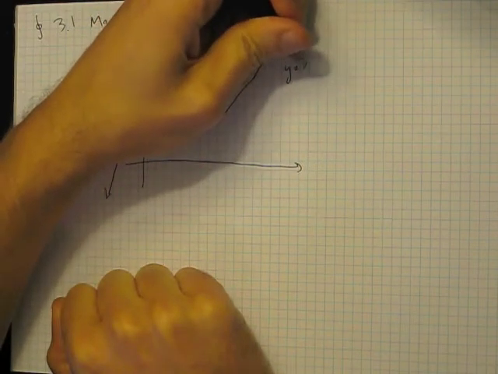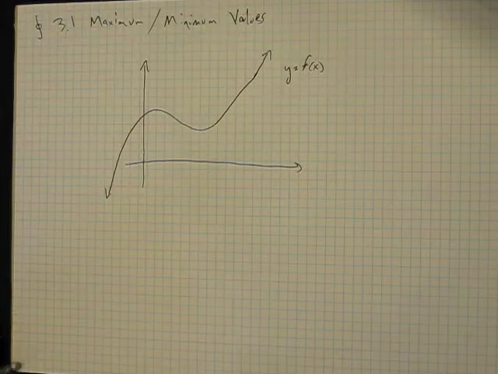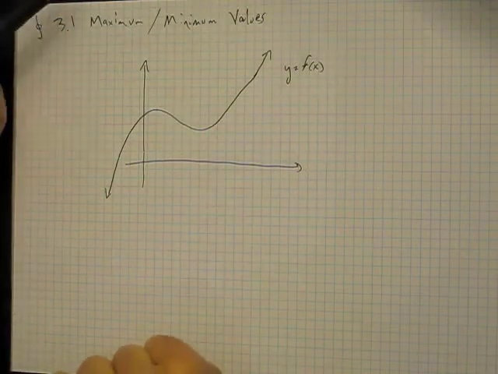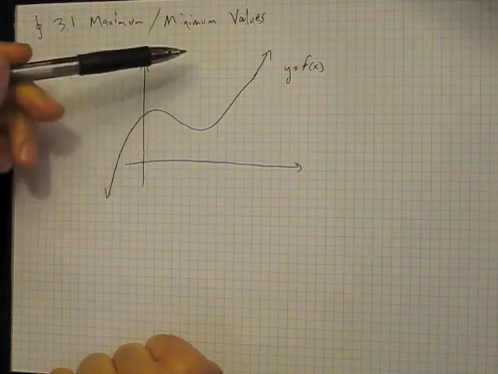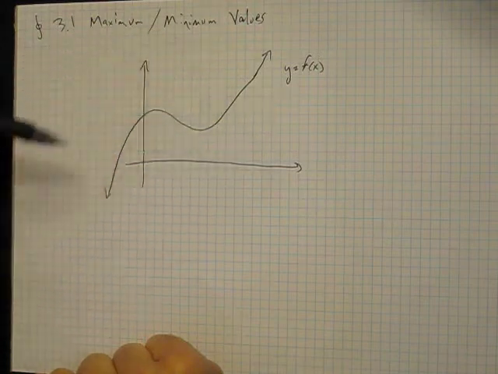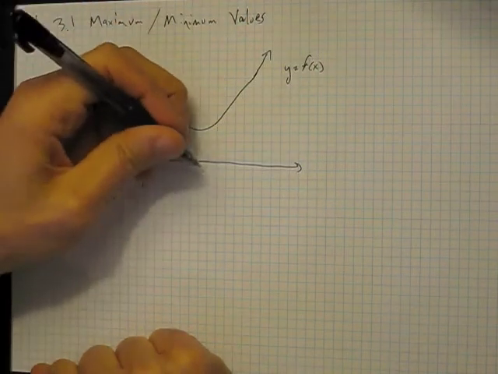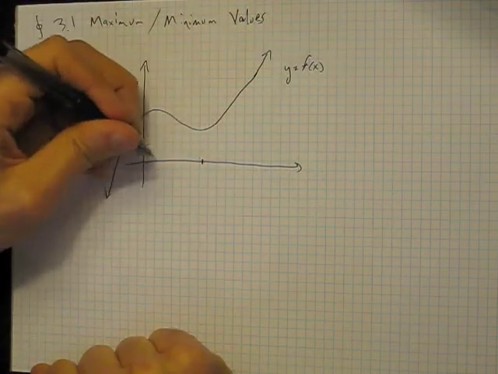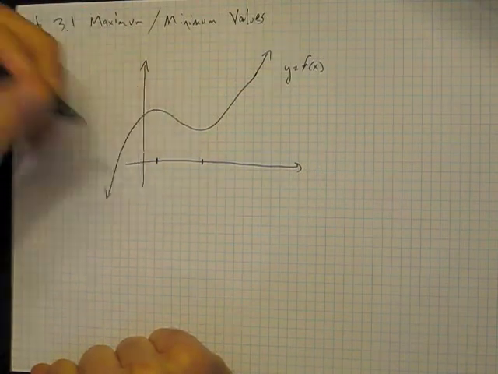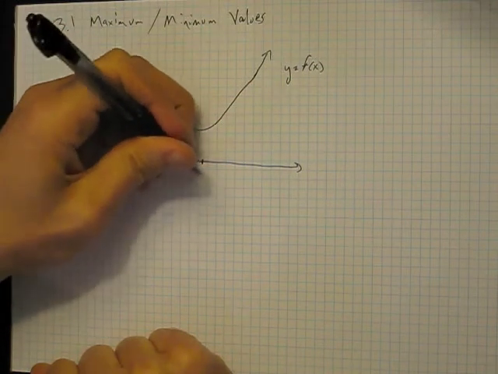Here's the graph of y equals some function of x. When we talk about maximum and minimum values, they are positions on the graph that are either globally or locally higher or lower than any other point on the graph. So if we take a look at these two values right here, let's give them names. We'll just say A and we'll say B here.